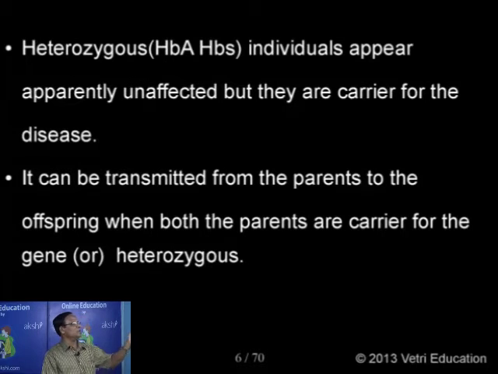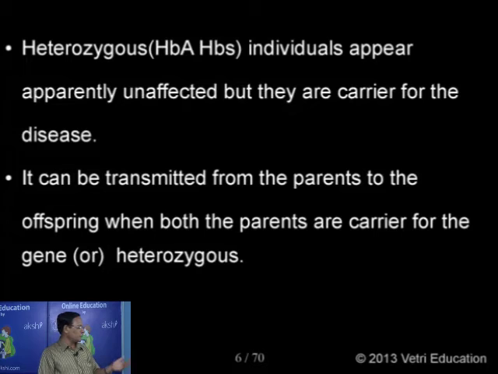I mentioned earlier that heterozygous individuals appear apparently unaffected, but they are carriers for the disease. But they have an adaptation. People with normal hemoglobin are not resistant to malarial disease; they are susceptible and may be affected by malaria. But carriers of the sickle cell gene are highly resistant to malaria. They are not affected by malaria. This is because of the natural selection phenomenon, studied later.